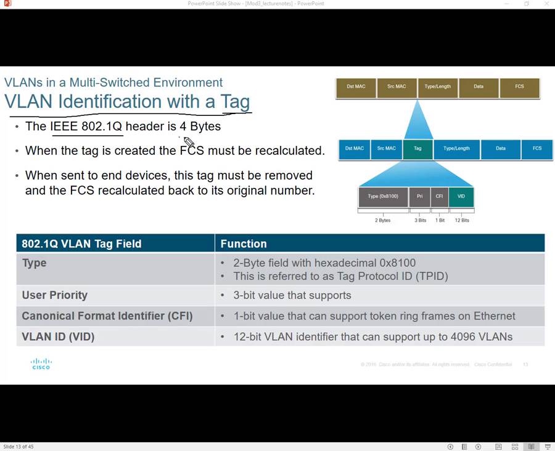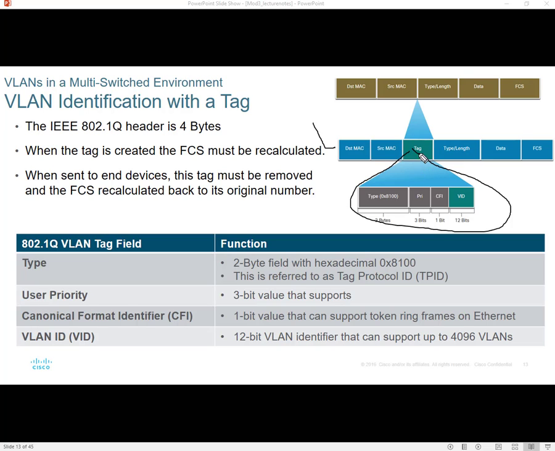Notice the tagging header is 4 bytes, and it's placed right in between the source MAC address and the type and length field of the frame. Now notice that the tag contains all this information. So these are the original fields of the frame: you have the destination MAC address, the source MAC address, the type of the frame, the payload, FCS, and then you have the tag added in.